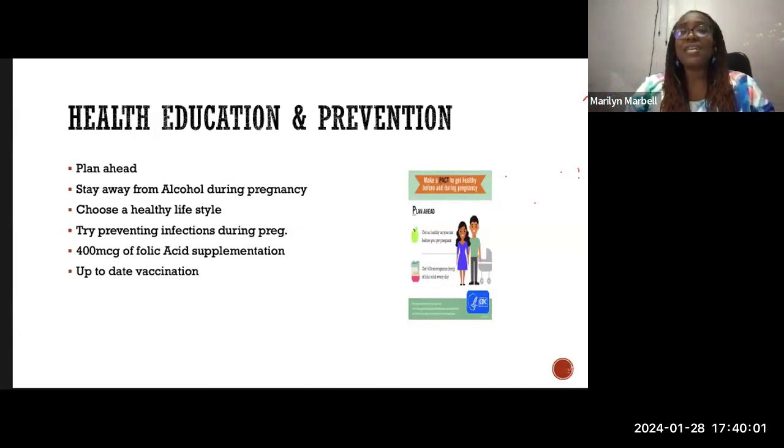Then it is advised that all women of childbearing age, especially if you know you can get pregnant, you are sexually active, you are in a marriage, you are in a family, you're expecting, start taking at least 400 micrograms of folic acid supplementation before you get pregnant to reduce the risk of these neural tube defects. Then up-to-date vaccination. Well, the only significant one for us would be the rubella. Outside, I think they take more vaccinations, but for us, at least your rubella. Okay.